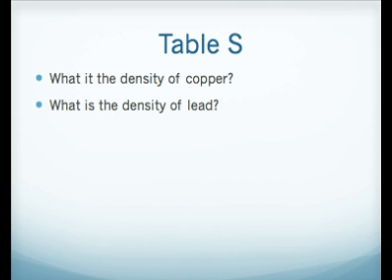Next, I'd like you to look at Table S. Table S has a listing of elements. I do want you to know that for the elements listed in Table S, densities are listed. So take a second to find the density of copper and find the density of lead. To find Table S, that's the one right before Table T. Since Table T is the very last page of the booklet, the reference table, you could start from the last page and open up. It looks like this.